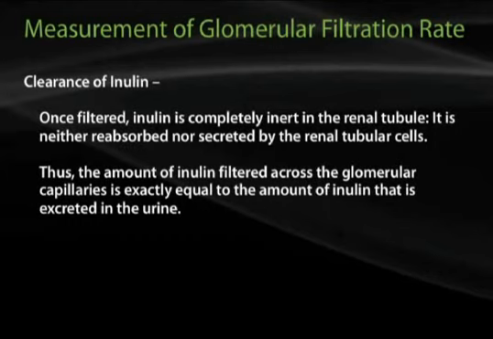Once filtered, inulin is completely inert in the renal tubule, meaning it is neither reabsorbed nor secreted by the renal tubular cells. Thus, the amount of inulin filtered across the glomerular capillaries is exactly equal to the amount of inulin that is excreted in the urine.